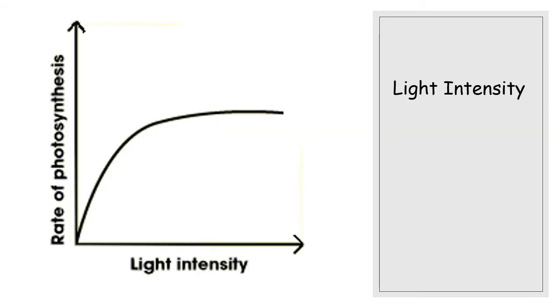Here's an example of a graph showing how light intensity affects the rate of photosynthesis. So as you can see, along the bottom we have light intensity, so the light intensity is increasing as you go right. The rate of photosynthesis is on the left, and it goes up as you go up the y-axis.